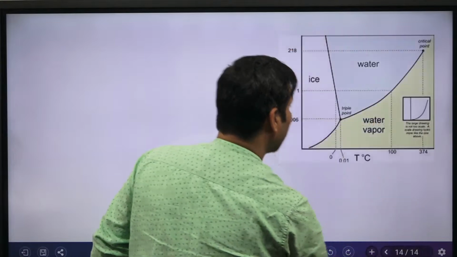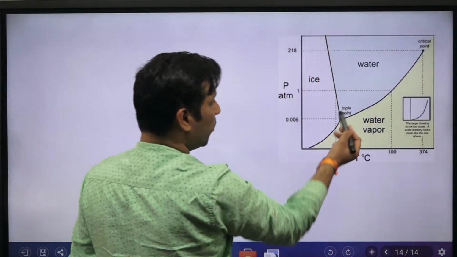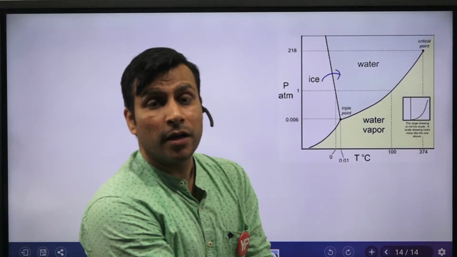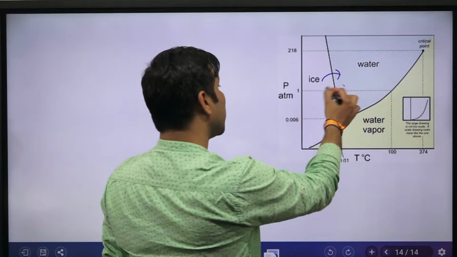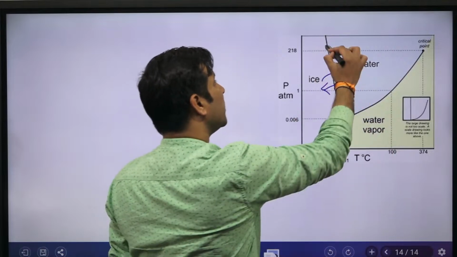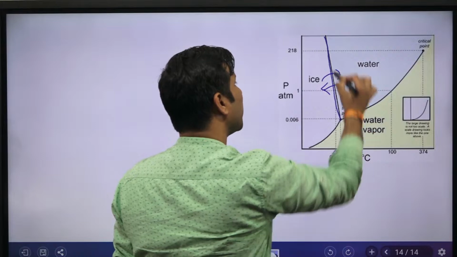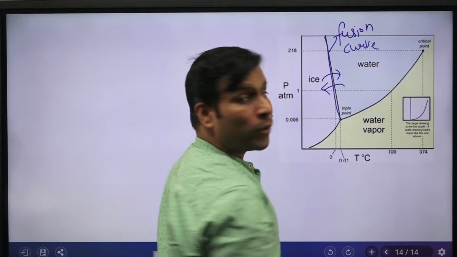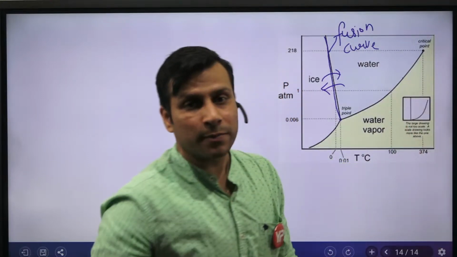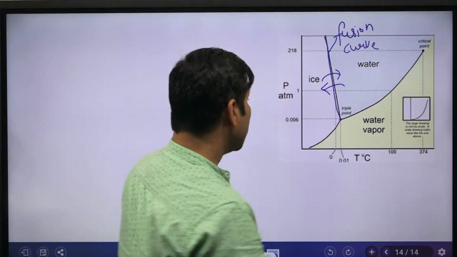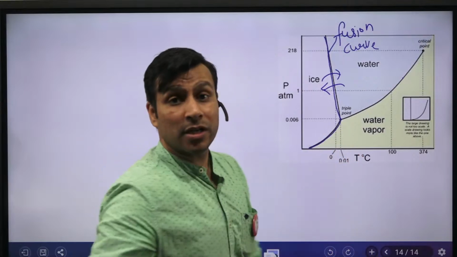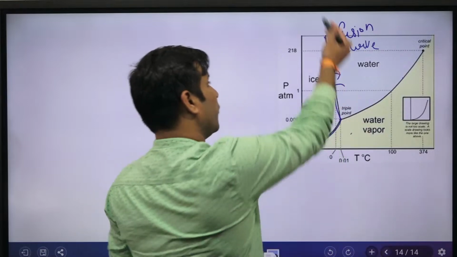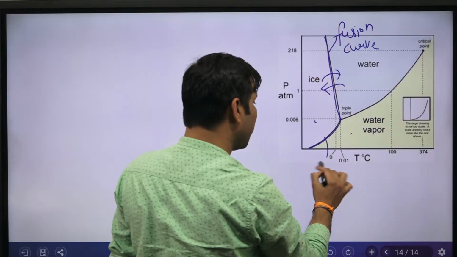In this particular diagram which is shown to you, this is for water. Ice to water will be melting. Water to ice will be fusion. This curve is known as the fusion curve. When water is converting into vapor, this curve is known as the vaporization curve. Similarly here, this curve is known as the sublimation curve. Why? Because solid is directly converted into vapor. You can remember it like this: fusion curve, vaporization curve, and sublimation curve.